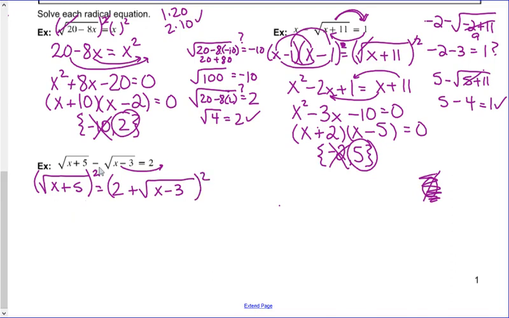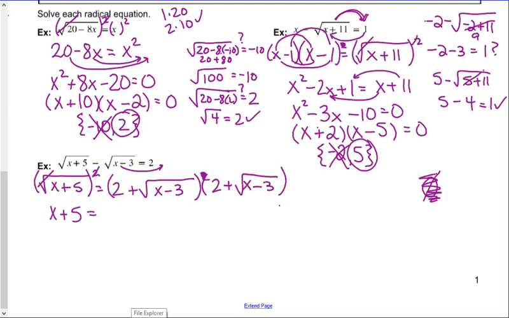Now, on the left side, this square is going to cancel that square root. We're left with our x plus 5. And on the right side, this is where it's going to get a little bit tricky. If you don't know that pattern with that quantity squared, we can still FOIL this, but it's going to look a little bit strange this time.